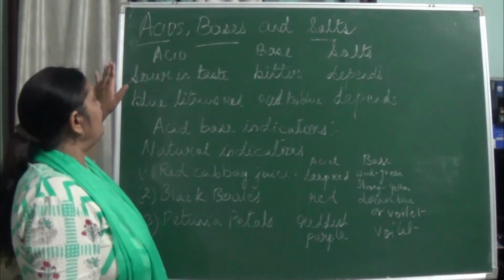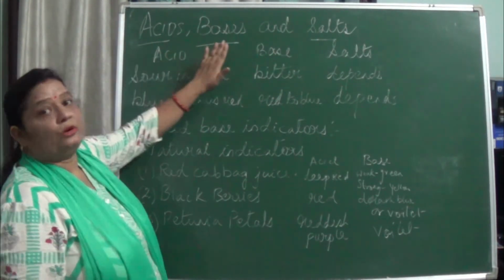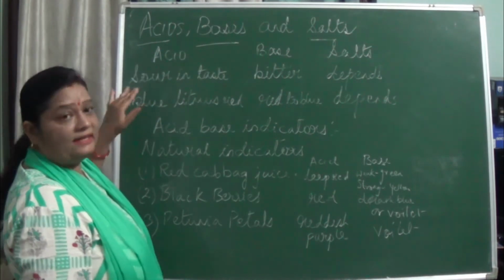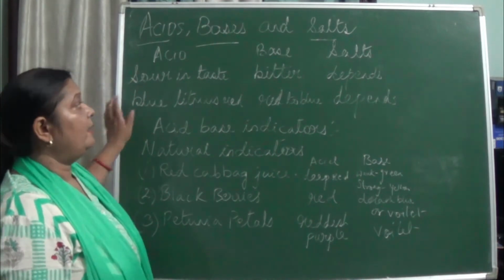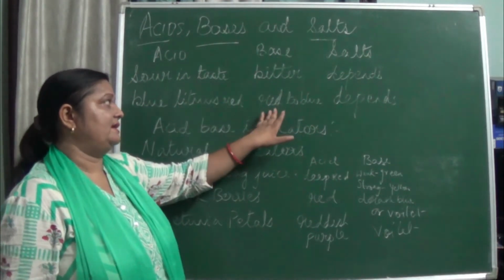Now here, acid, base and salt, we must understand individually. What is an acid? It is sour in taste and it changes blue litmus red. Base is what? It is bitter in taste, changes red litmus to blue.